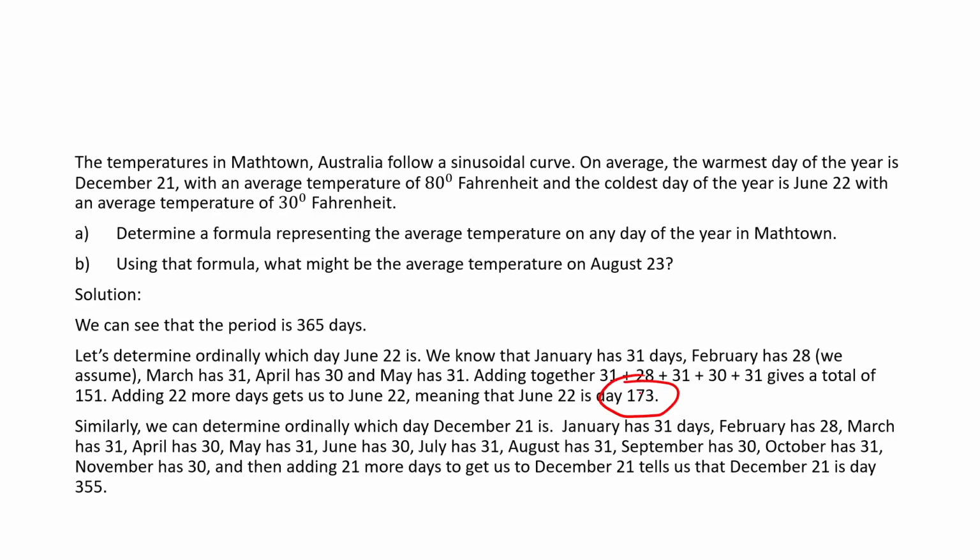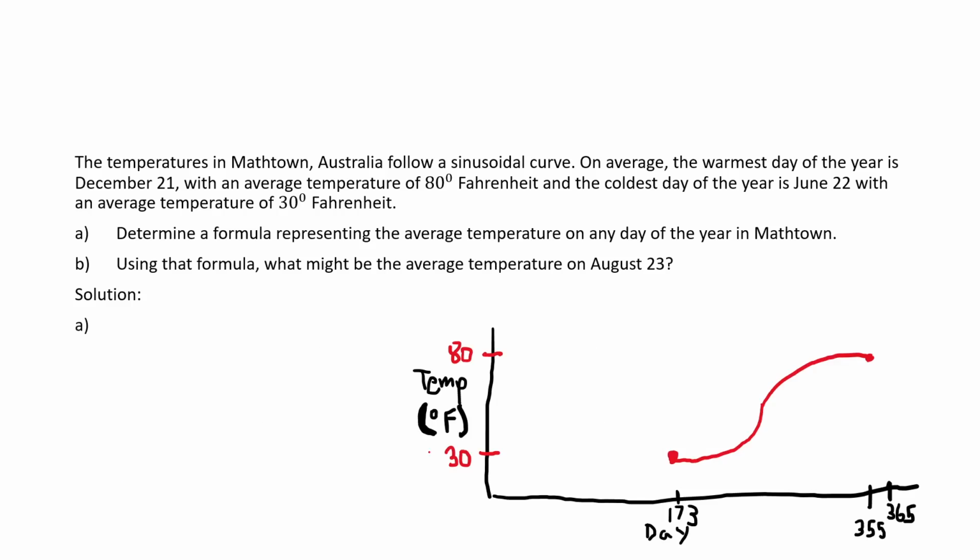Now we want to know what day December 21st is. And so adding up the days of the month, we see that ordinally December 21st is day 355. So what we can see is that the maximum temperature in Fahrenheit is given as 80 degrees. The minimum temperature is given as 30 degrees. On the 173rd day, we're at a minimum, and on the 355th day, we're at a maximum. And the year ends, perhaps obviously, on day 365.